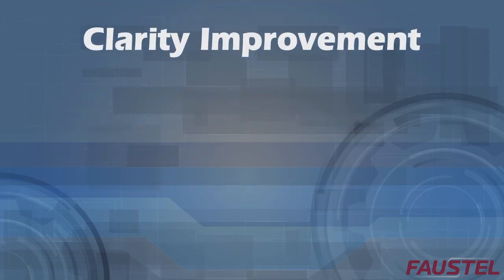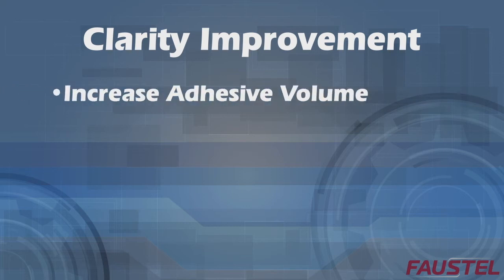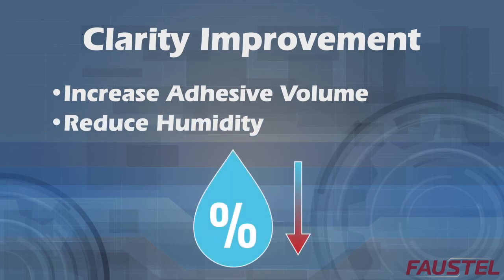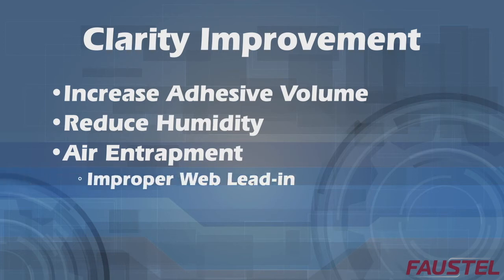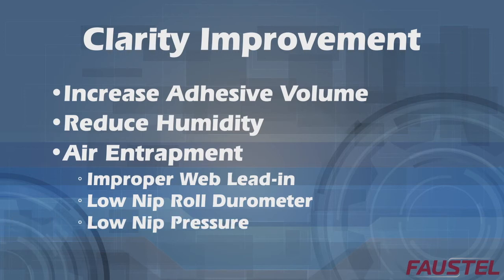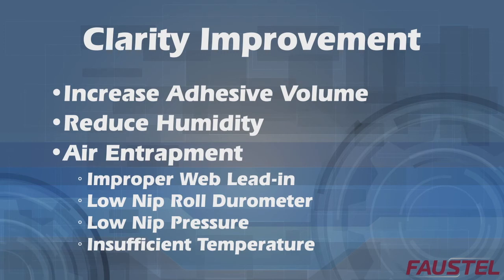There are several areas to consider when addressing clarity problems. These include increasing the adhesive volume being applied, reducing humidity in the coating area, and considering air entrapment between the webs, which can be caused by improper lead-in angle to the nip, low nip roll durometer, low nip roll pressure, or insufficient nip temperature.